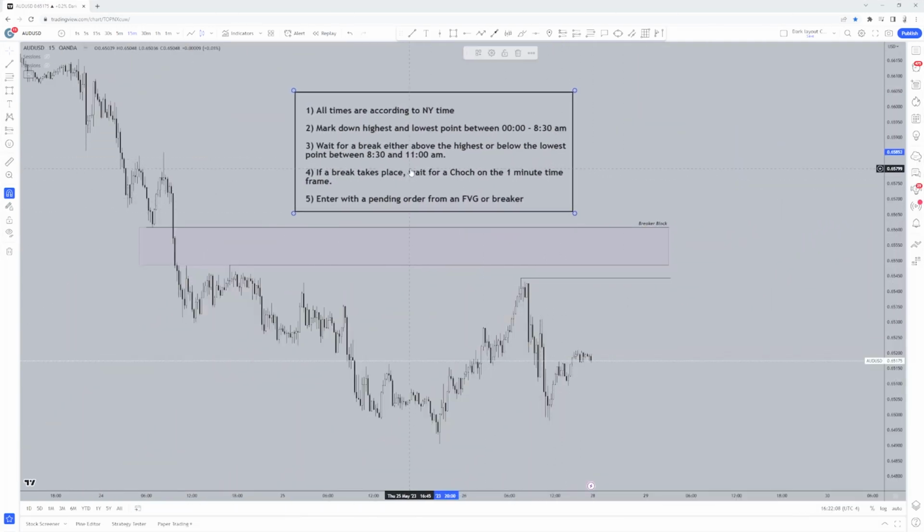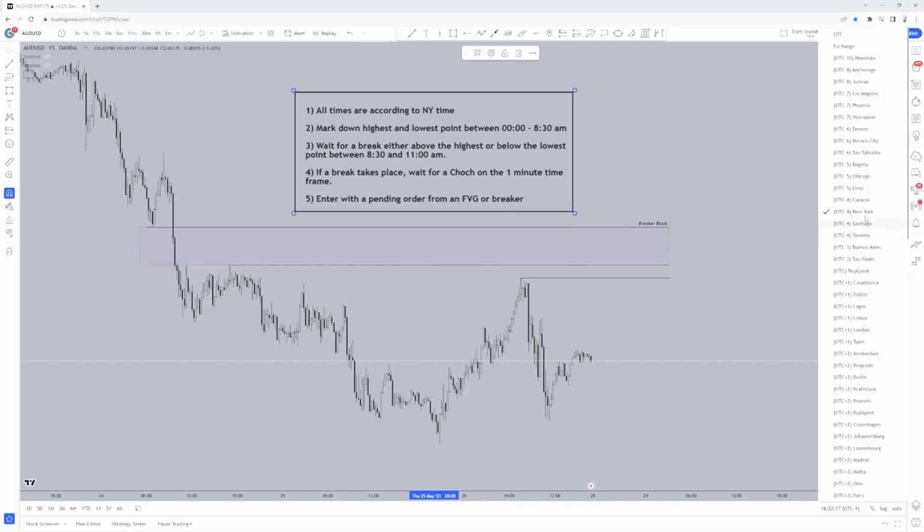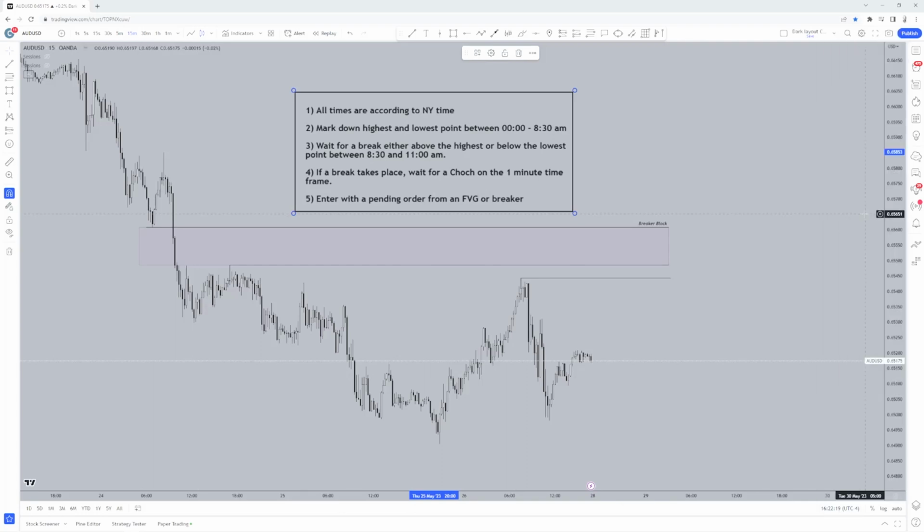First of all, times are according to New York time. Once again, go down on the bottom right of your screen on the TradingView platform, click on the time zone, and just click on New York time.